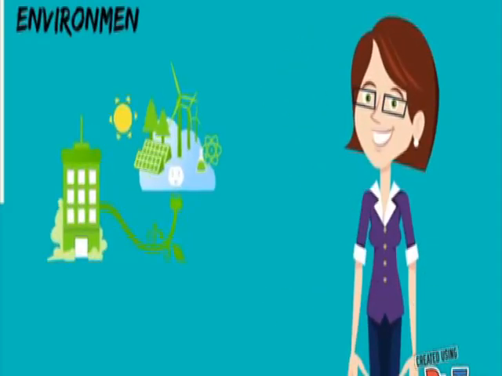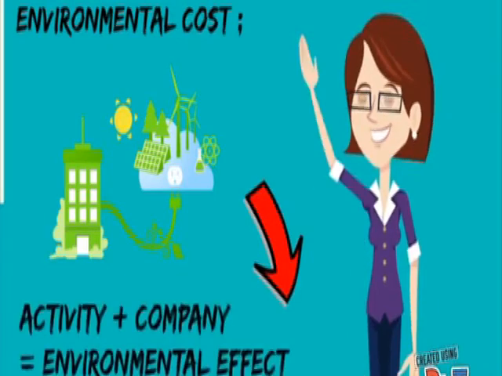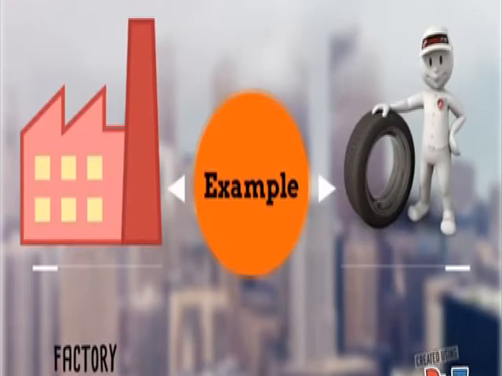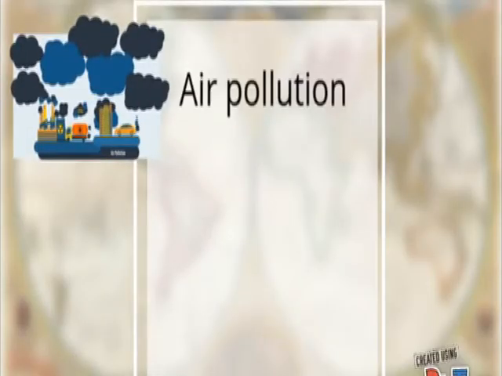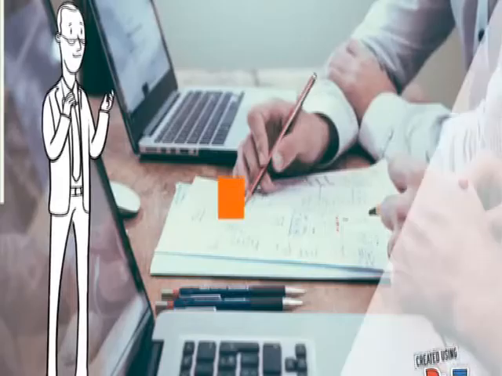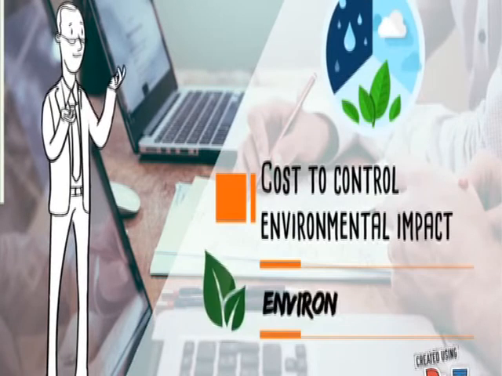In a business view, environmental cost is cost that arises from activity occurring in a company causing an environmental effect. For example, your company has a factory that manufactures tires, hence the environmental impact caused by the factory is probably air pollution, manufacturing emission and waste disposal. The cost that is being used to control the environmental impact is environmental cost.